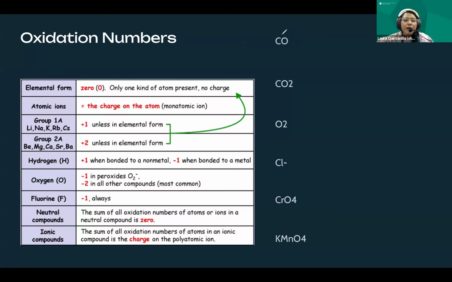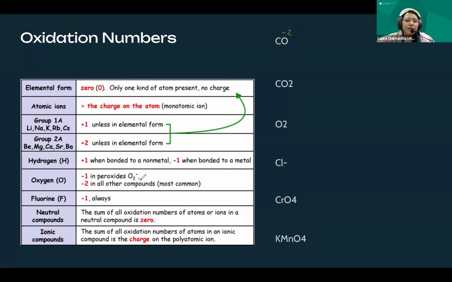So we have a carbon and an oxygen. Typically, there's not a rule for carbon, but there is always a rule for oxygen. So I would go with the oxygen first. Like here, if we look at oxygen, it's -1 in peroxides, which is not that, and then -2 in all other compounds. I would say like 98% of the time, oxygen's oxidation number is -2. So it's going to be a -2 here.